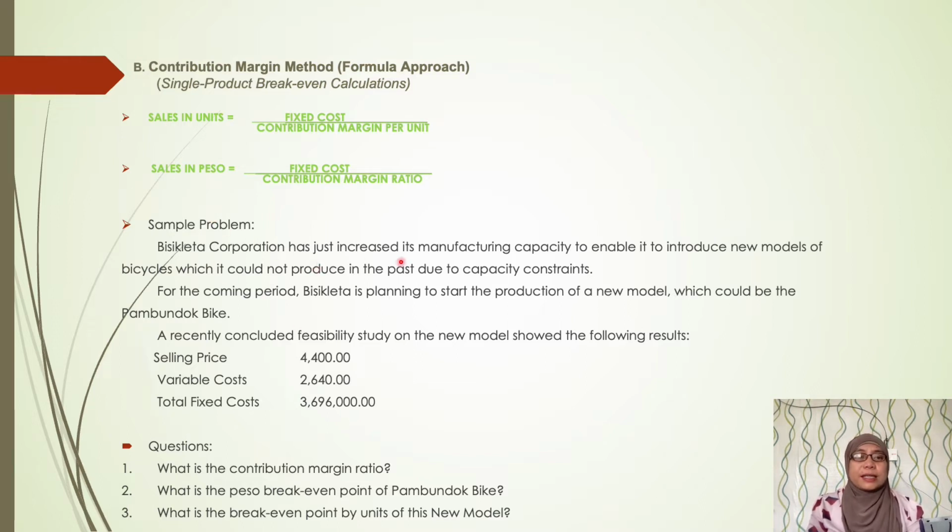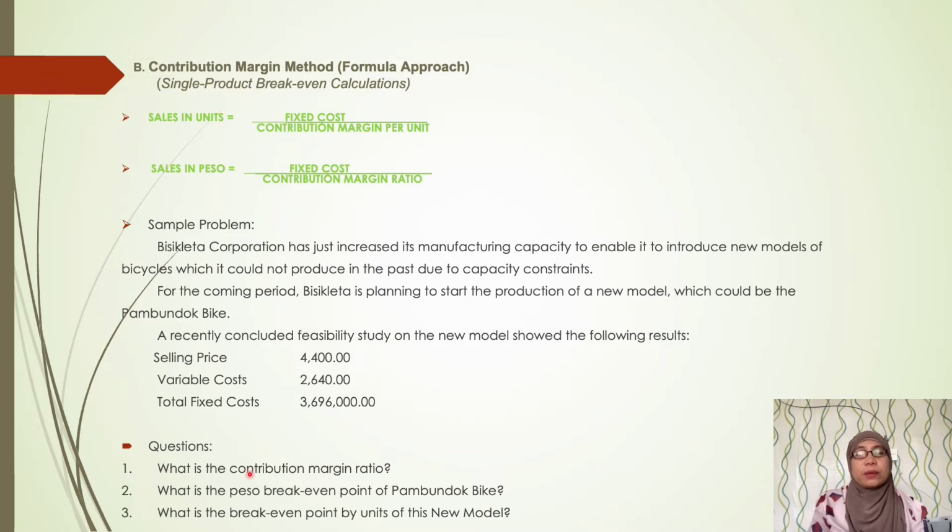Bicicleta Corporation has just increased its manufacturing capacity to enable it to introduce new models of bicycle which it could not produce in the past due to capacity constraints. For the coming period, Bicicleta is planning to start the production of a new model, the Pambundok bike. A recently concluded feasibility study on the new model showed the following results. Selling price is 4,400, variable cost is 2,640, and the total fixed cost is 3,696,000. And we have 3 questions here.